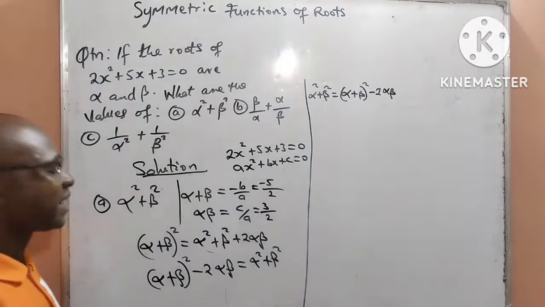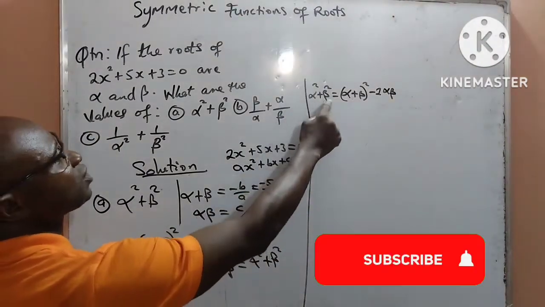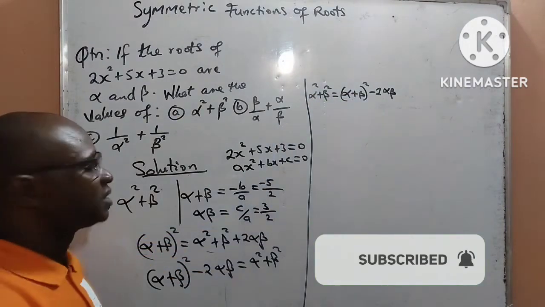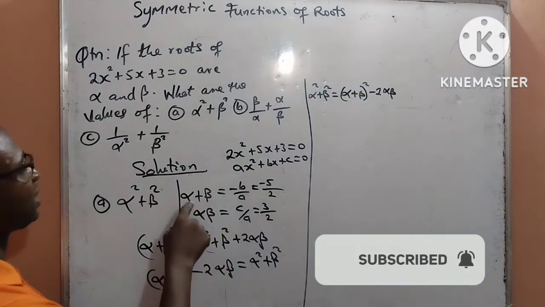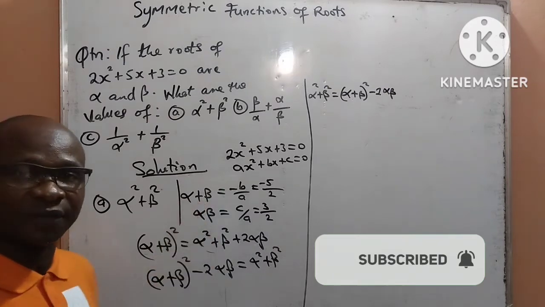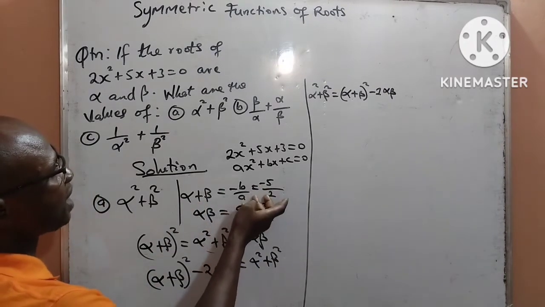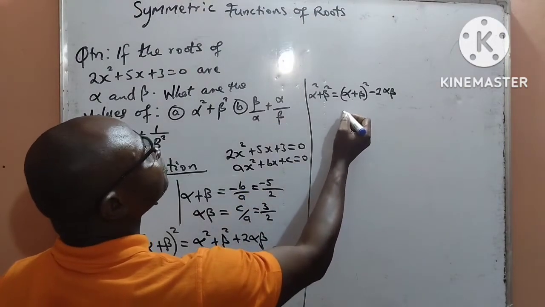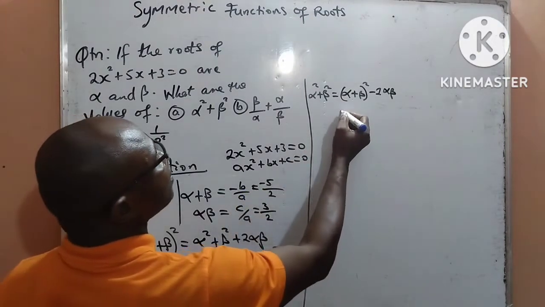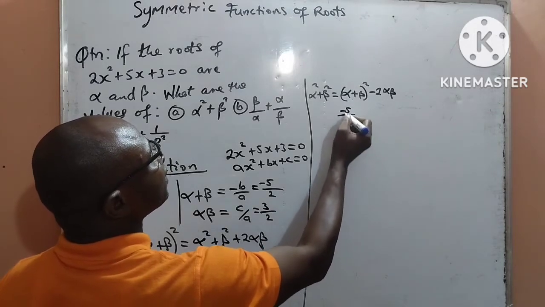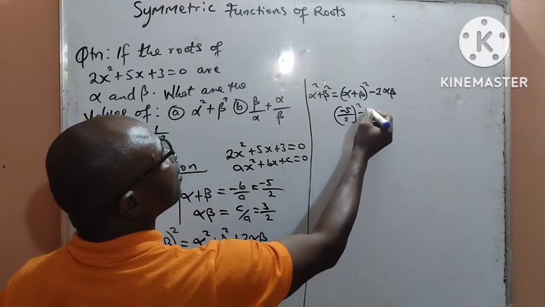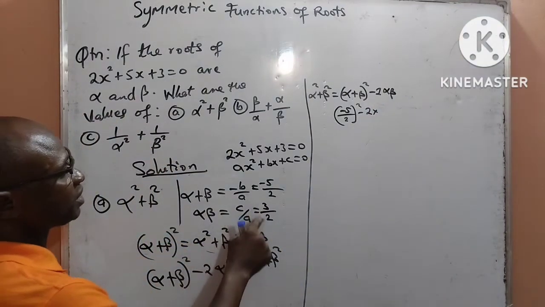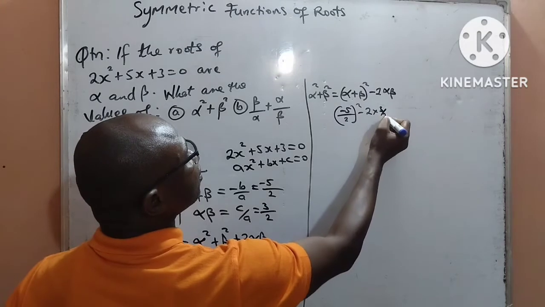With this now, I can get the value of alpha squared plus beta squared, because I have seen what it is when I simplify it to be in terms of the sum of the roots and the product of the roots. Therefore, from here we have gotten the sum of the roots to be negative 5 all over 2. So I will now write (negative 5 all over 2) to the power 2 minus 2 multiplied by the product of the roots, which we got here to be 3 over 2. So 3 all over 2.